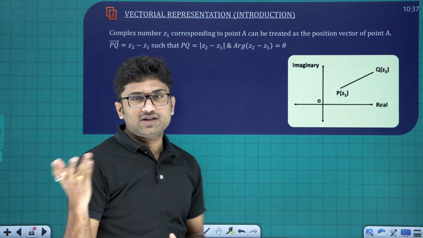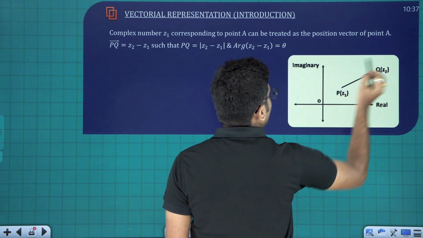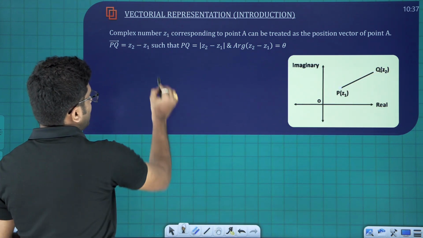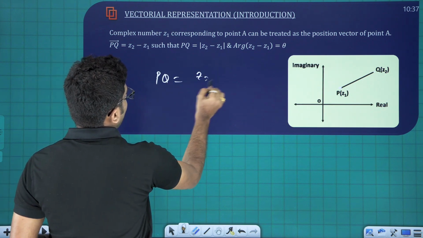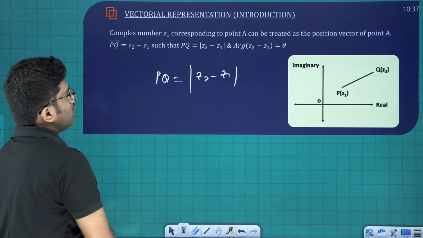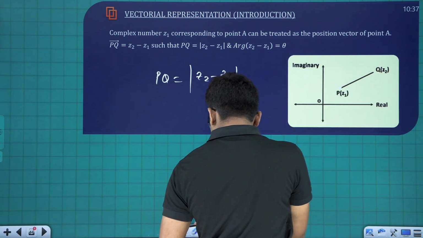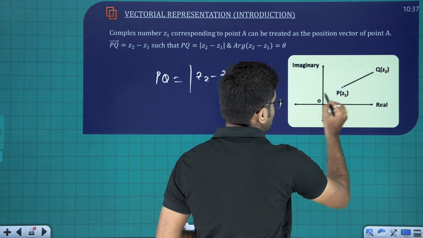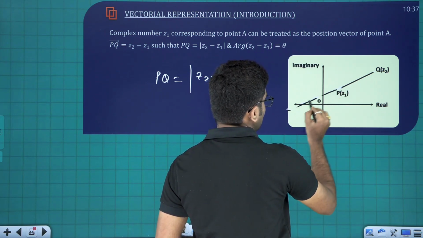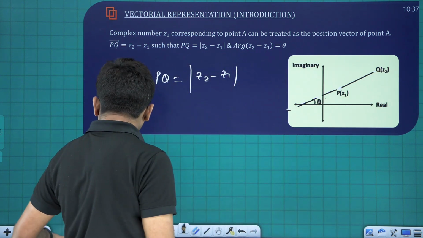Next, vectorial representation is something, see friends, PQ, the length of the line segment, is mod of Z2 minus Z1. PQ is equal to mod of Z2 minus Z1 or Z1 minus Z2, and argument of Z2 minus Z1 is theta. Argument means friends, if we extend this, so this is theta. So argument of Z2 minus Z1 is some theta.